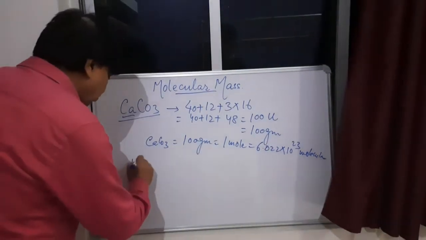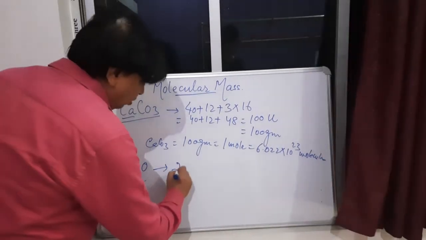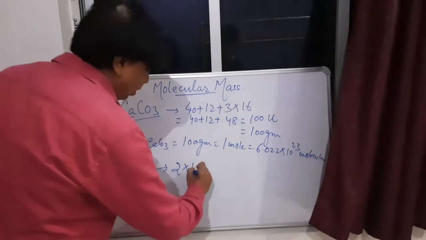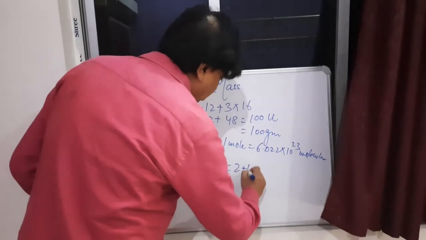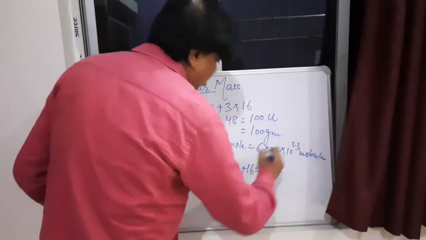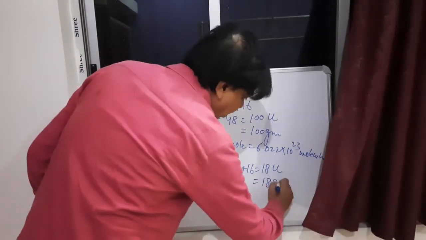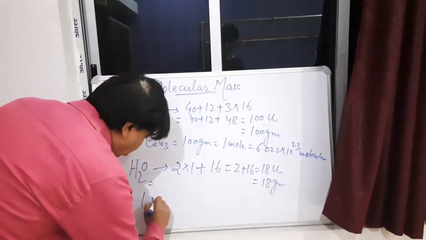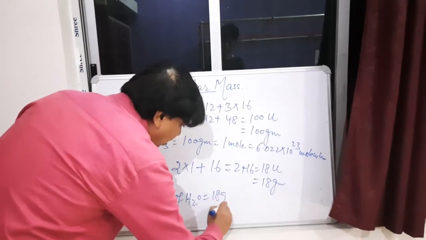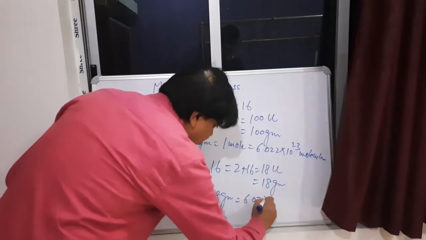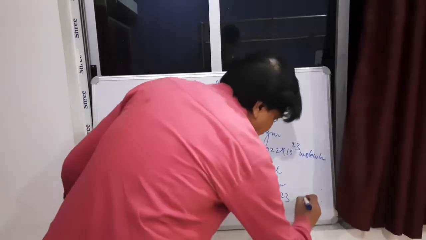Let's suppose you have to find the molecular mass of water. Hydrogen is 2 atoms, so 2 into 1, atomic mass of hydrogen is 1, plus 16, atomic mass of oxygen is 16. That is equal to 2 plus 16, that is 18 U. If it is 1 mole of water, how many gram is that? That is equal to 18 gram. Now 1 mole of water is equal to 18 gram, and that is equal to 6.022 into 10 to the power 23 molecules. It is equal to Avogadro's number, and it is denoted as Na.